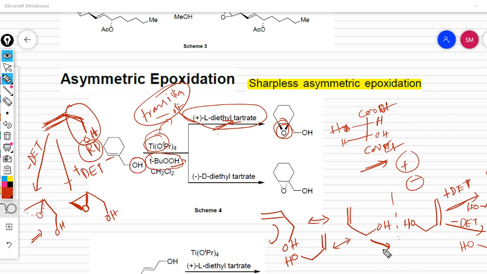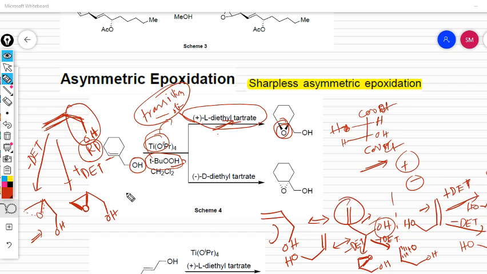Okay, alpha. Now its enantiomer will be in the opposite way. So if I use plus diethyl tartarate, it is going to give alpha epoxide, and if it is minus diethyl tartarate, it is going to give beta epoxide. So it will change based on the orientation of the double bond and alcohol group. Okay, so whatever the molecule may be, you must compare with these two orientations.